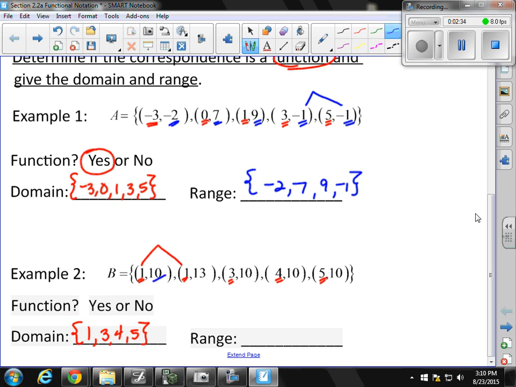My range are the y values. When I look at this, it looks like I only have two unique values there, 10 and 13. So that is my range for that particular function. Oh, did we say it's a function? We said it is not a function because we had two x values that were repeated.